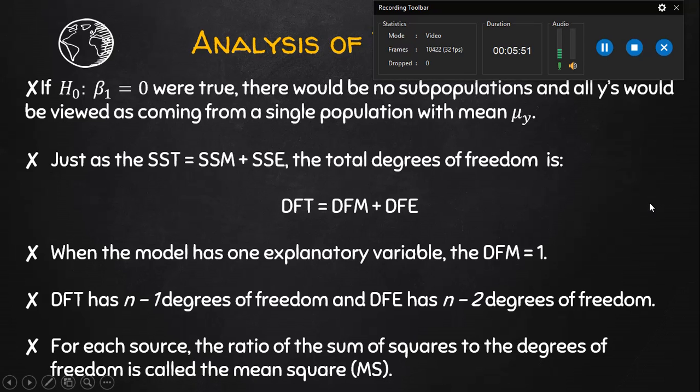We're going to use these values along with the sum of the squares model, total and error, to come up with other parts of our table. So we're looking for the ratio of the sum of the squares to the degrees of freedom. We call this the mean square.